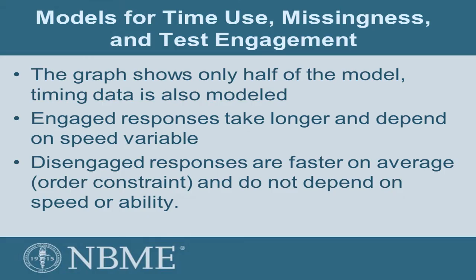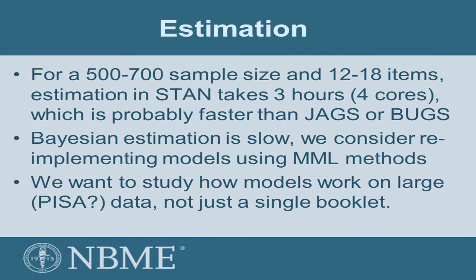It was only half of the model, so I have to say this here. So all the timing processes are parallel to this, because we know disengaged responses take shorter time. Disengaged responses or guessing or omitted responses tend to be also consistent over time. For that, we had this higher order model. Estimation was a challenge. So we are able to do this in Bayesian frameworks, but we want to extend it to a more frequentist framework that is then also suitable for something like full PISA data.